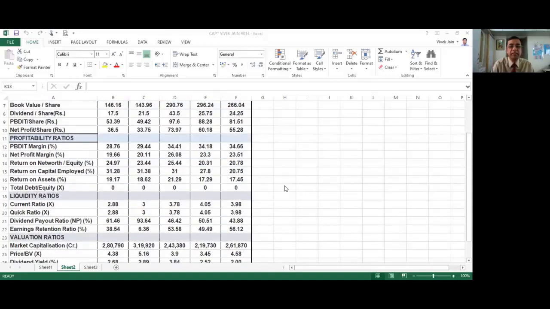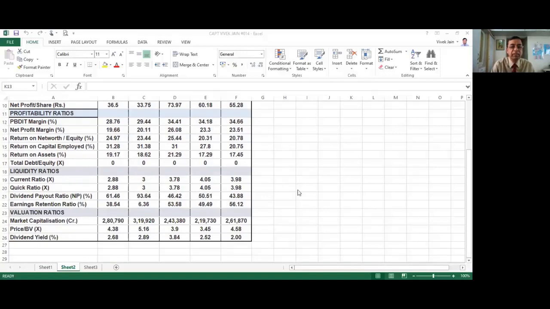Net profit margin, you can see over here also, is quite handsome, ranging between 23% to nearly 20% throughout. Return on capital employed is also very good, in fact, starting from 20.75 in March 16, it came up to 31%. In fact, for the last 3 years, it maintained a ROCE of nearly 31%. Return on assets also from 17 to 19%.